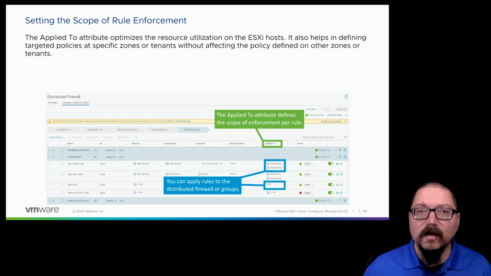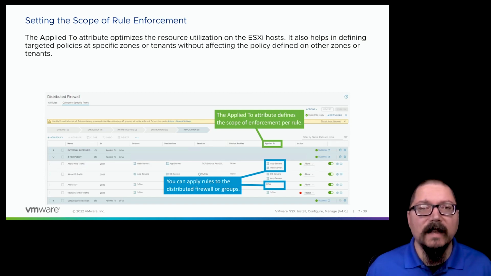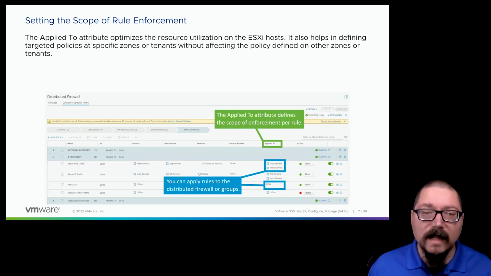That way, rules that apply to some subset of virtual machines in my environment are only programmed into those specific virtual machines. That's the value here, right? Because I only want the rules applicable to a specific workload programmed into that workload. I don't want superfluous rules programmed in if I can avoid it. And so that's what we're looking at here, right? Set the applied to field.